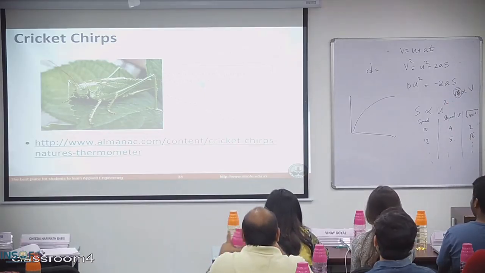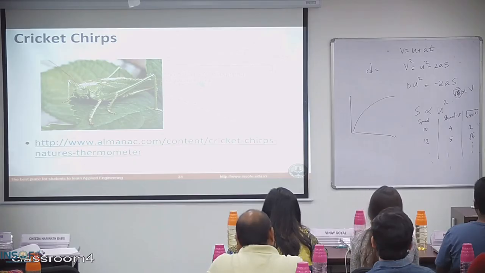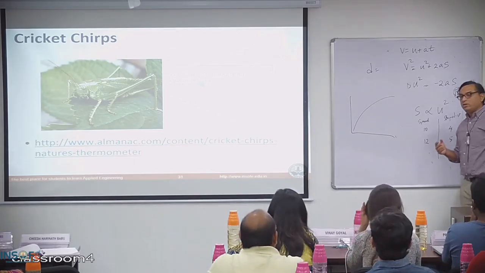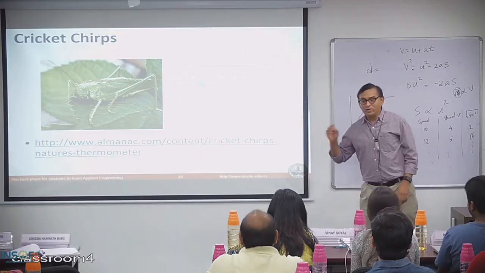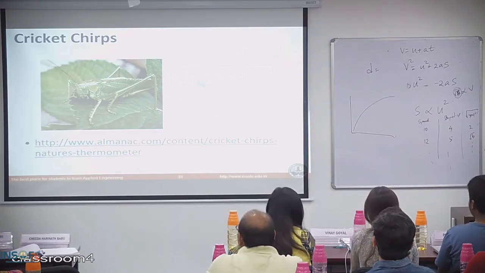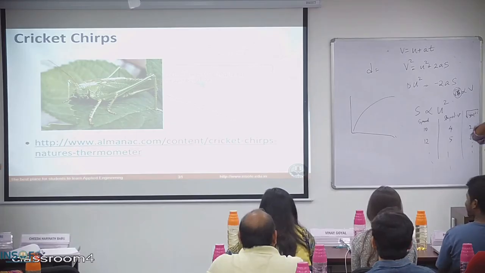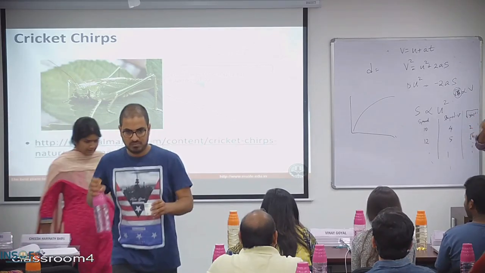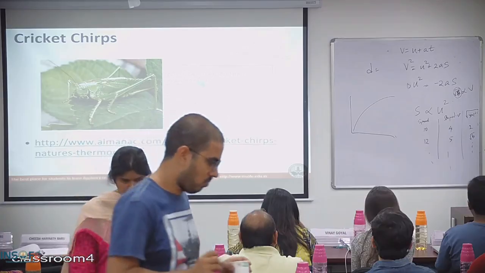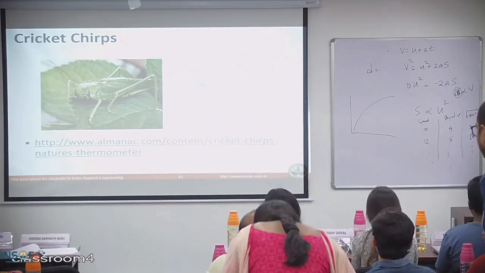But when people go out in nature for camping, one way you can estimate temperature is by the chirps of the cricket. Okay. So what do I mean by chirps of the cricket? This sound, right? From the frequency of the chirp, you can figure out what the temperature is. Okay. And this is how people actually use it.